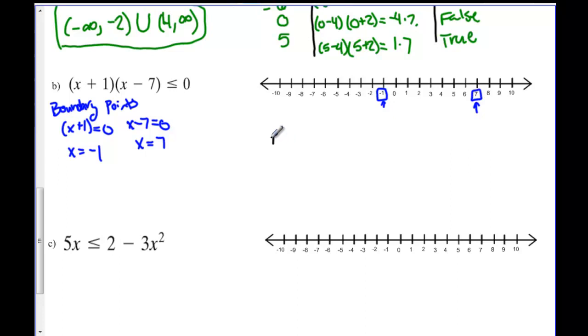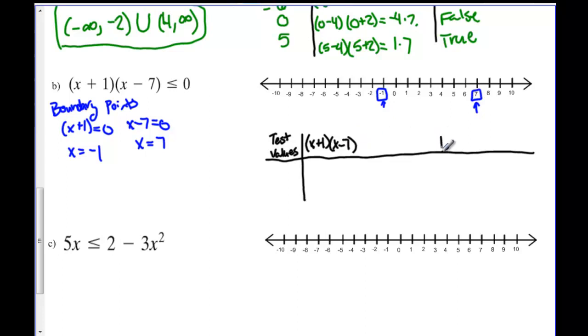And then I'm going to make my chart. So I need test values. I'm thinking about what it's going to be whenever I plug that into x plus 1 times x minus 7. And then I want to figure out if that is less than or equal to 0. So test values. I'm going to need a test value that is less than negative 1. What's a good number? Negative 2 sounds great. Then a number between negative 1 and 7, 0. And then bigger than 7. 8, okay. So we're going to plug those in.